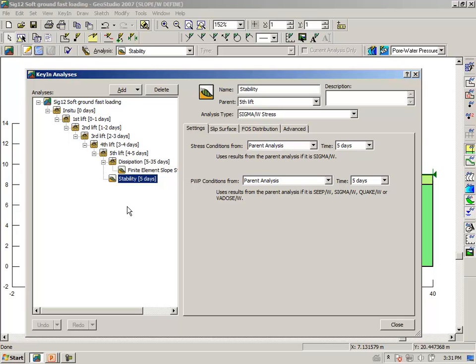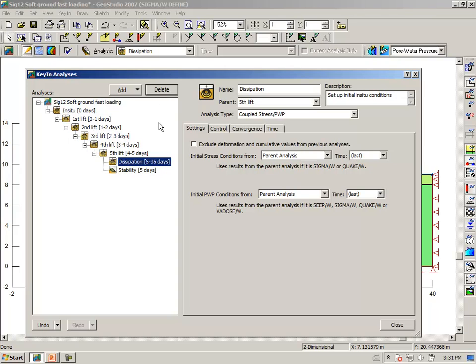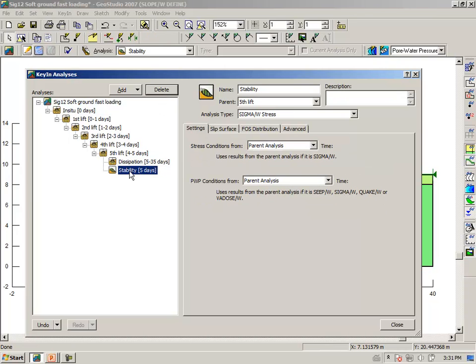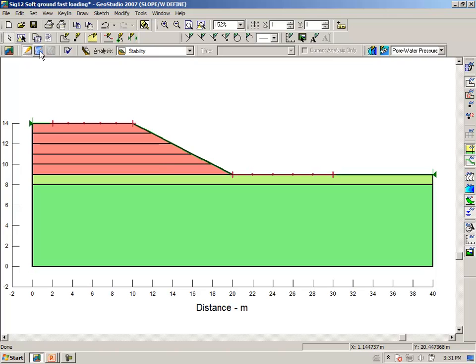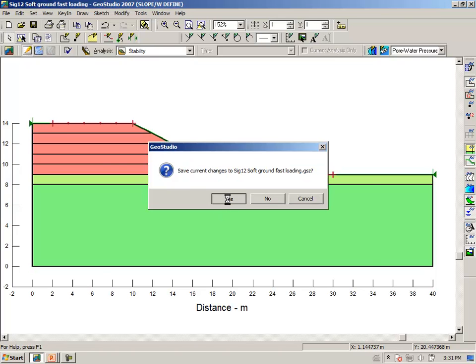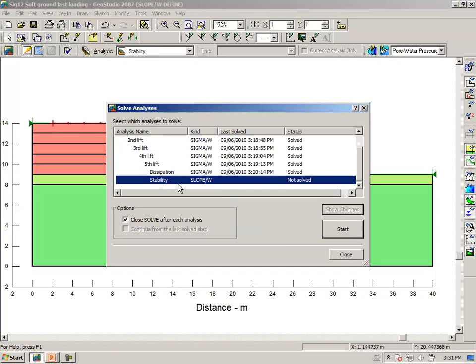Somehow I got an extra slope analysis in here. Let's delete that slope analysis. That was not the intent. We wanted the stability at the end of 5 days when the last lift was placed. Clicking on Solve, we can solve now for the factor of safety.